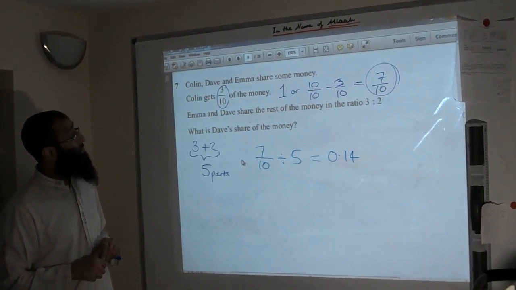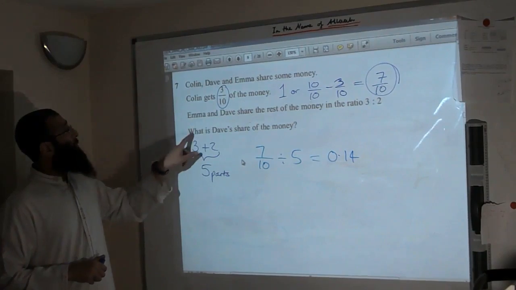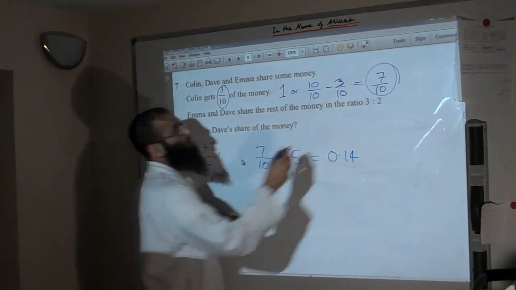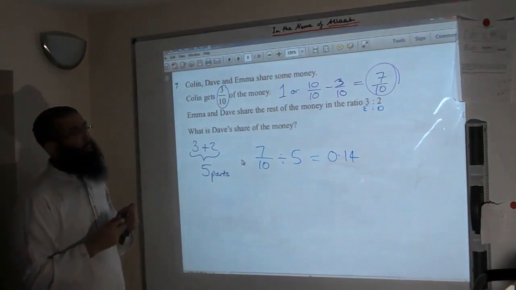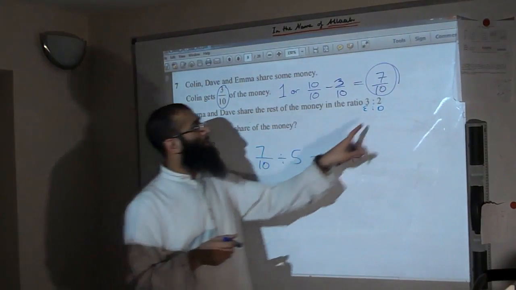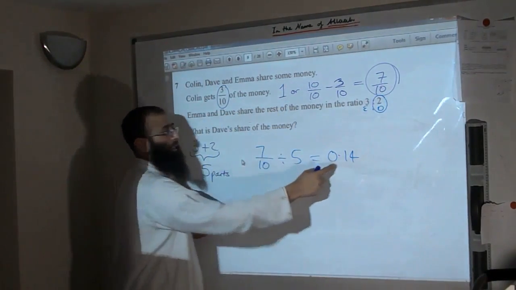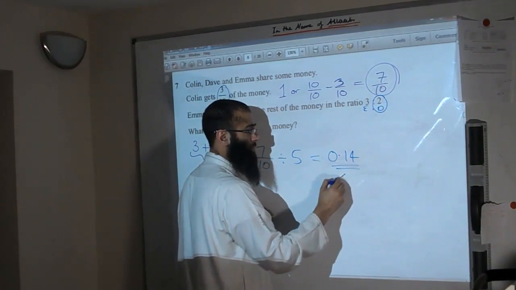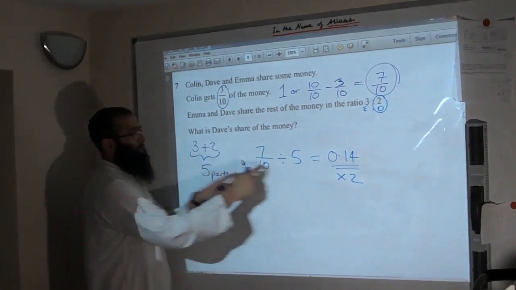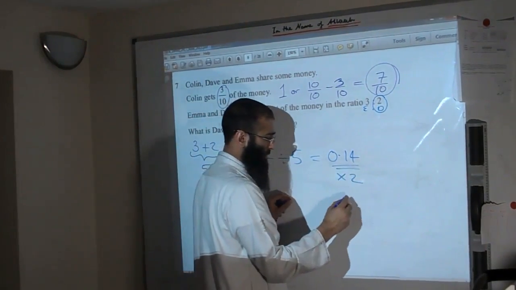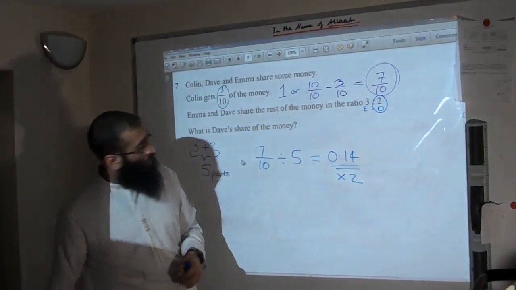Right. Okay, 0.14. Now, it says, what is Dave's share? So this is Emma's share, and this is Dave's share. Okay, what's Dave's share, Ramiz? Dave's share is 2 parts, and this is 1 part. So what do we do to it? Times it by 2. Add, divide, times. 0.14 times by 2 will give us 0.28.